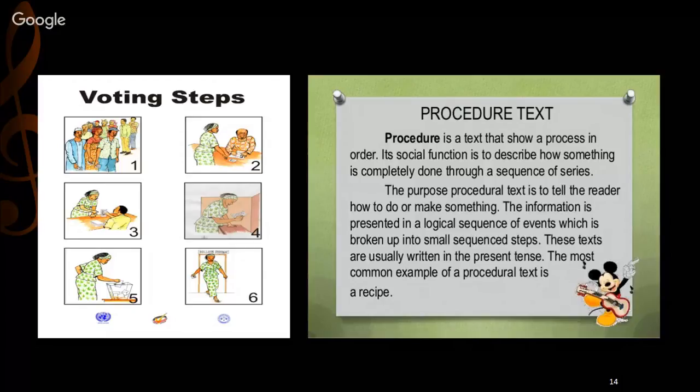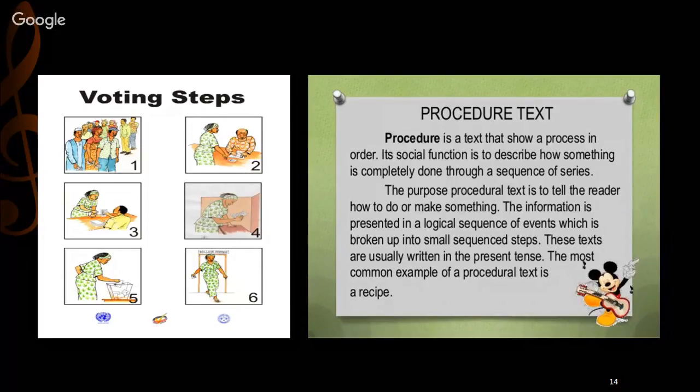Procedure is a text that shows a process in order. Its social function is to describe how something is completely done through a sequence of series. The purpose of procedural text is to tell the reader how to do or make something. So that is our main purpose behind a procedure.